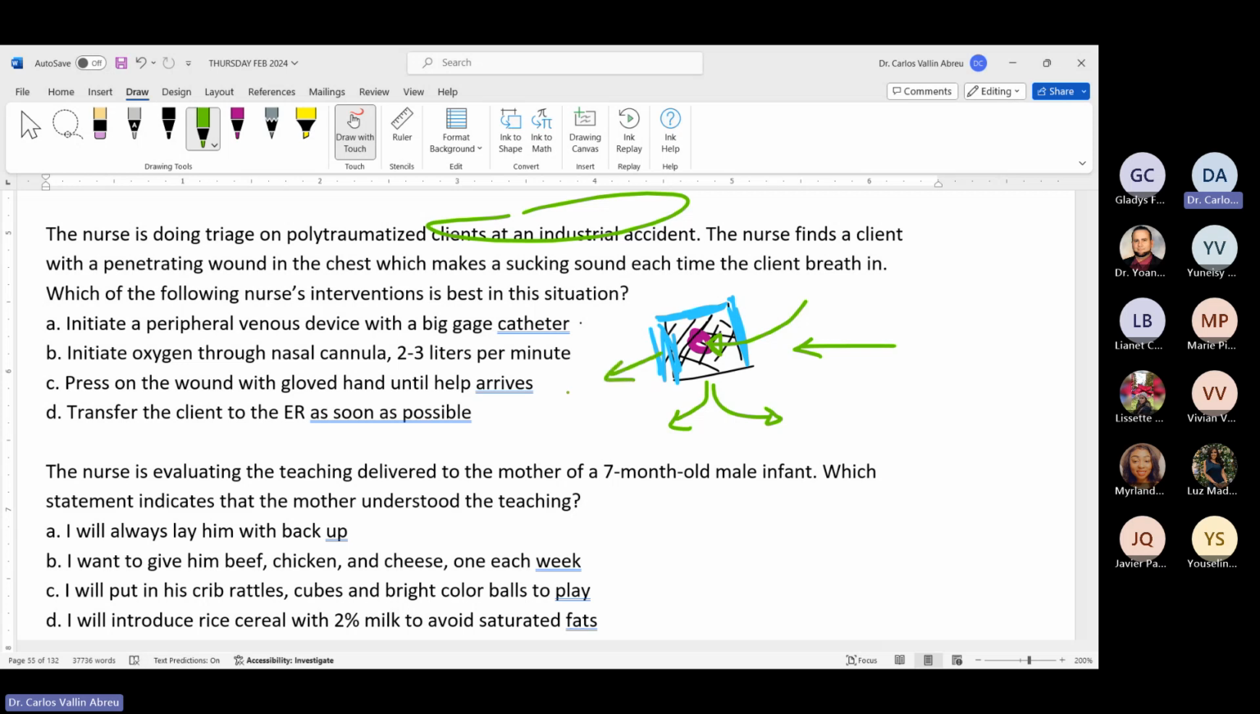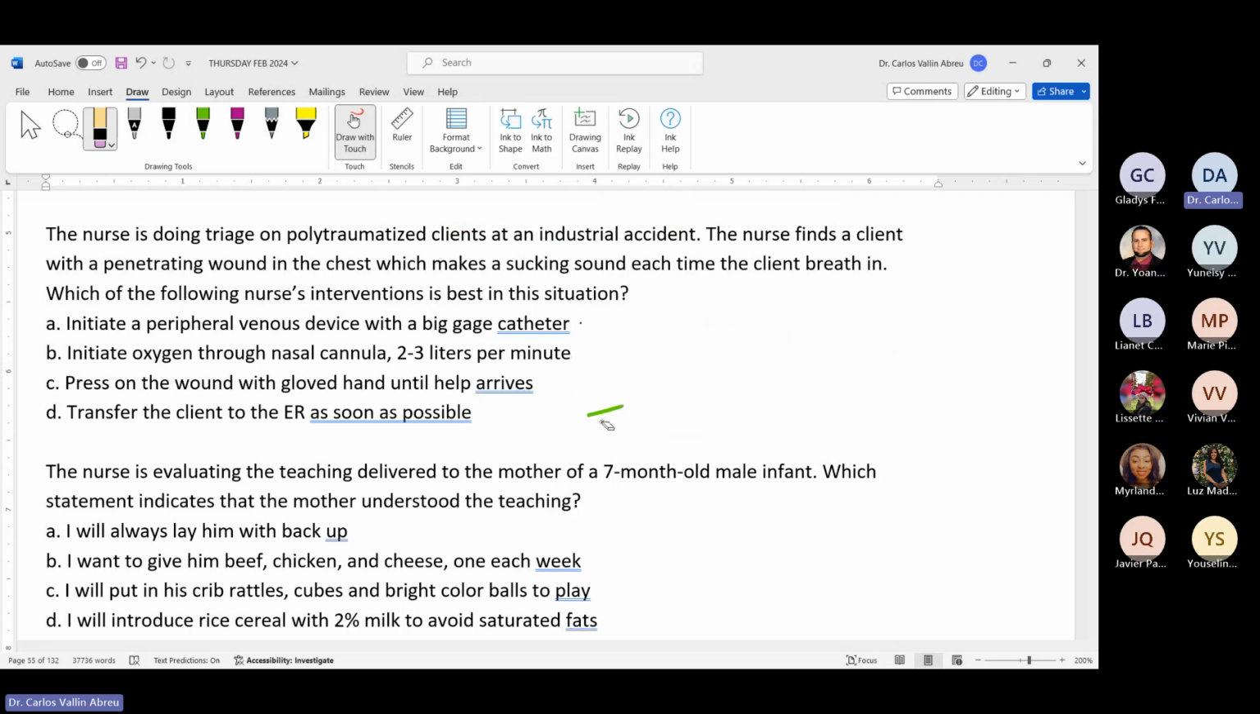entering the pleural cavity, adding pressure that transforms a simple pneumothorax into a tension pneumothorax, because the tension pneumothorax is what kills the client. It's not the pneumothorax. Pneumothorax doesn't kill unless it becomes a tension pneumothorax. And this is a concept that you need to master to be able to answer this kind of question.